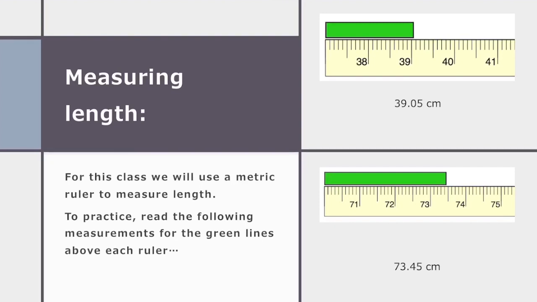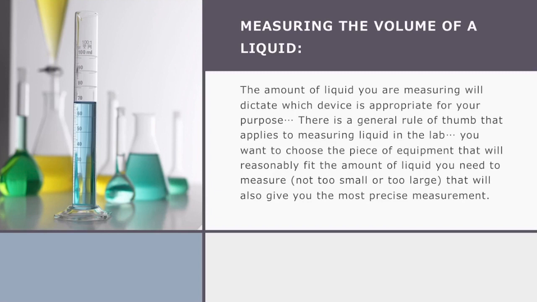Okay, now let's talk about measuring the volume of a liquid. The amount of liquid that we're measuring will dictate the device that's appropriate for whatever you're measuring. There's a general rule of thumb that applies to measuring liquid in the lab. You want to choose a piece of equipment that will reasonably fit the amount of liquid that you need to measure, so not too small or too large. You also want to pick something that's going to give you the most precise measurement, so the most digits that you can get.